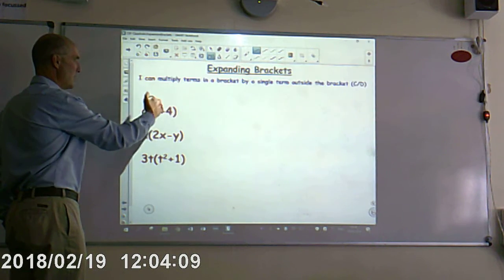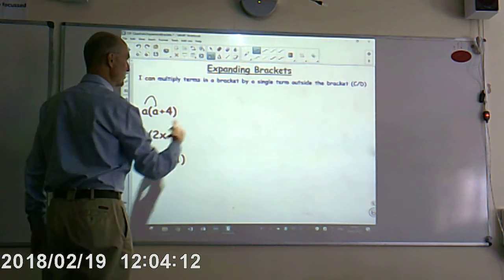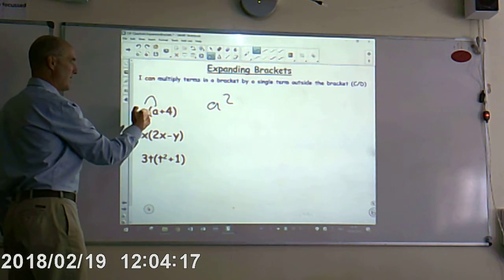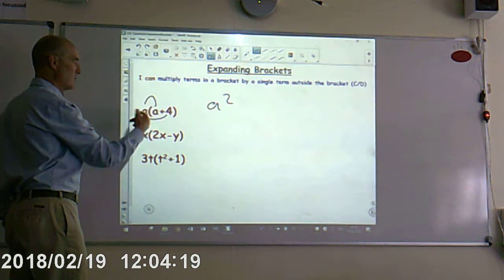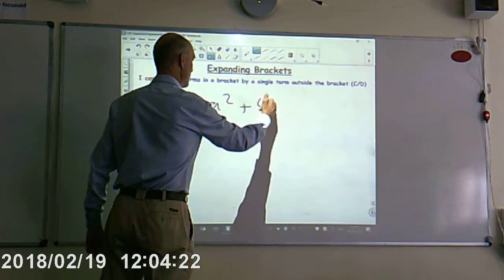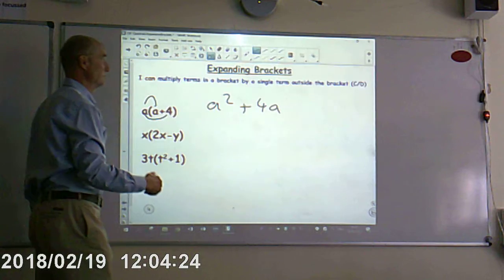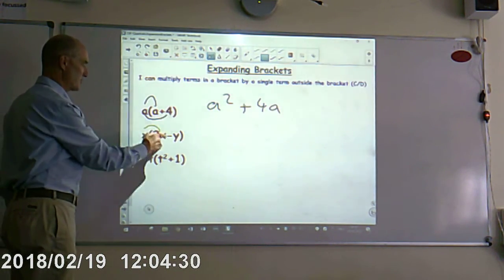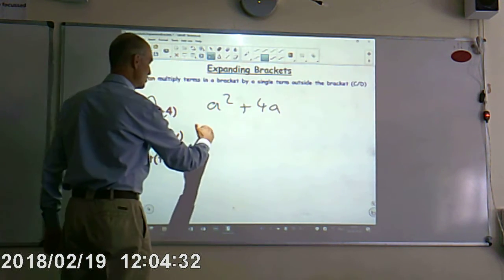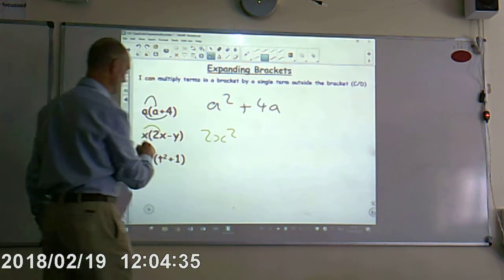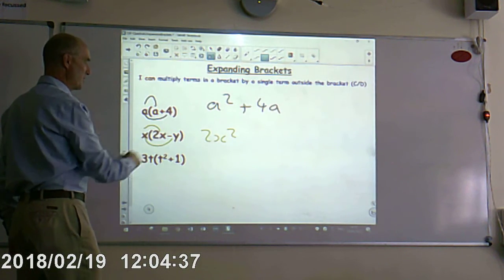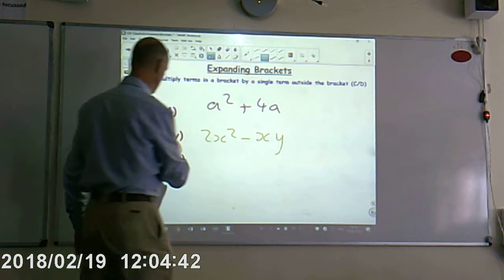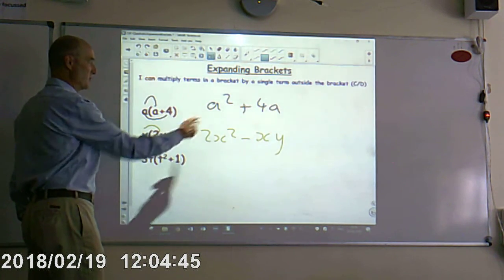So, a times a gives me a squared. A times 4 lots of a plus 4a. And that's it. We've multiplied out that bracket. Next one. X times 2x, 2x squared. X times minus y, minus xy. X multiplied by y, but we've got that negative sign.